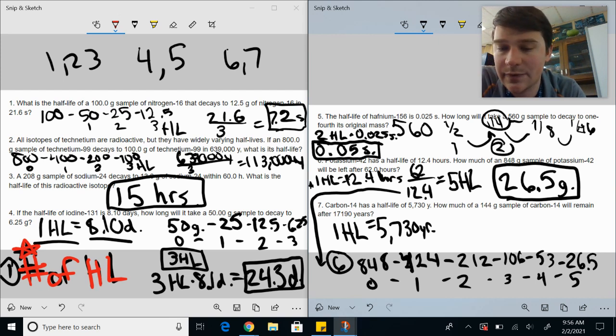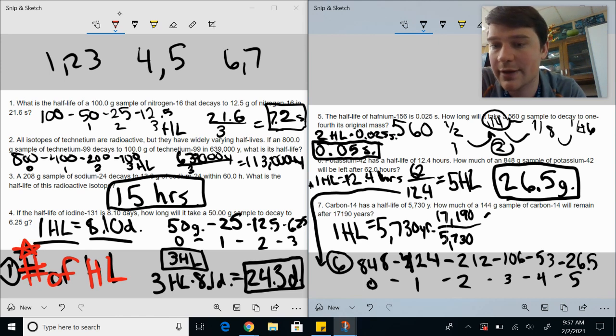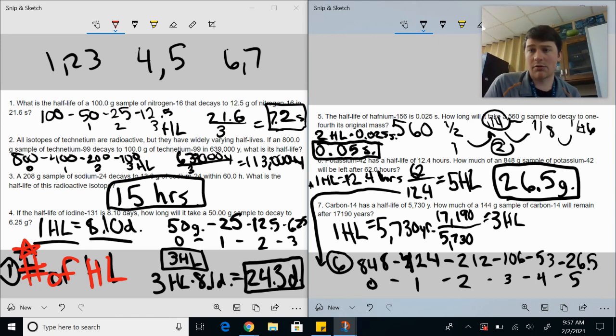17,190 years. So to figure out how many half-lives have passed, I'm going to have to take 17,190, and I'm going to divide that by 5,730. And that looks kind of like an ugly calculation there, but it is going to give me a nice answer of 3 half-lives. So I know 3 half-lives have passed. Now all I have to do is finish off the problem, and I should have my answer.